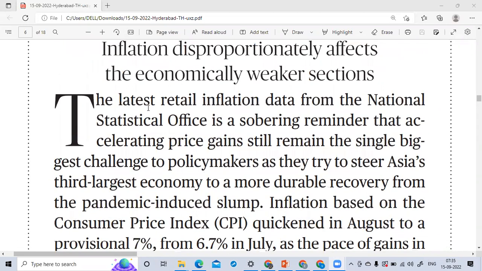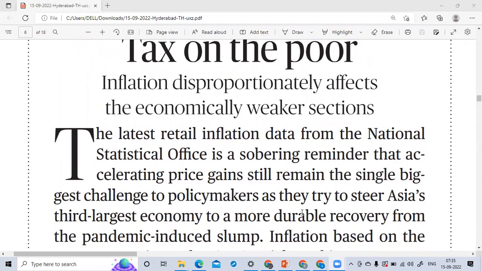So, Tax on the Poor is the article headline. And let me talk about disproportionate. I'm sure you must have heard this word disproportionate very often.